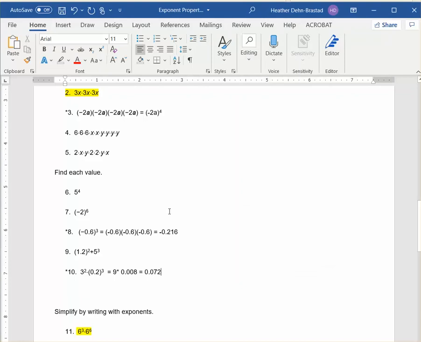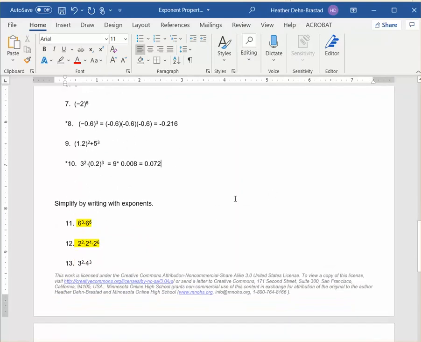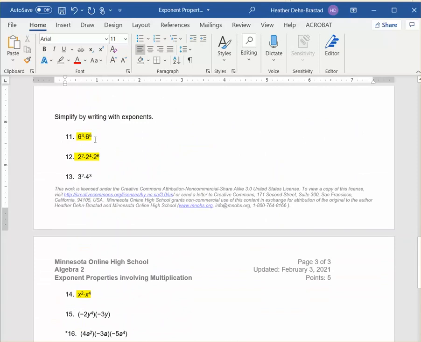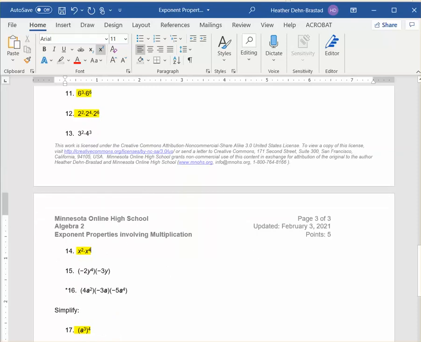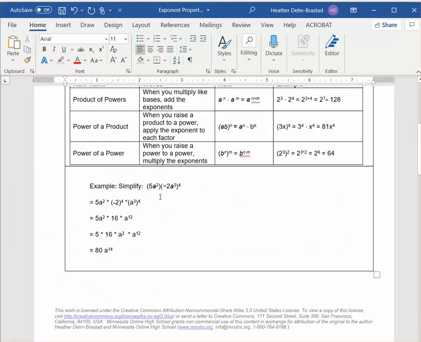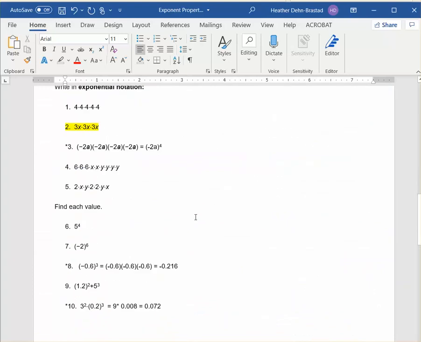Okay, so we did a couple of those problems. The next section, it says simplify by writing with exponents. It doesn't say to evaluate or to find the value. So we will not find the final answer here. We'll leave it with exponents. So the answer for 11 and 12 will have an exponent in the answer, and 13. In 14, we wouldn't be able to evaluate anyway because we don't have any numbers. These are just variables. So we're just going to use the rule that says, when you multiply like bases, you add the exponents. So it would be x to the something for that one.